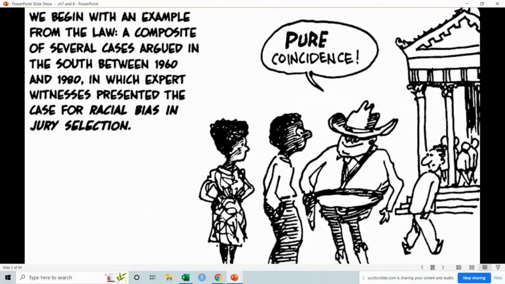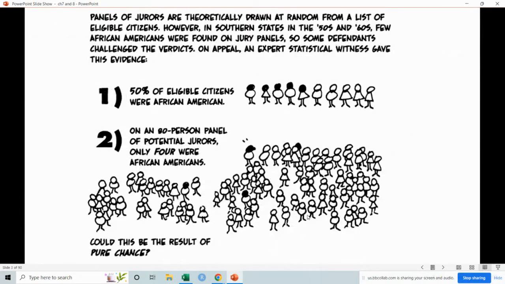So we begin with an example from the law, a composite of several cases argued in the South between 1960 and 1980, in which expert witnesses presented the case for racial bias in jury selection. So, pure coincidence or critical likelihood? Panels of jurors are theoretically drawn at random from a list of eligible citizens. However, in southern states in the 50s and 60s, few African Americans were found on jury panels. So some defendants challenged the verdicts.